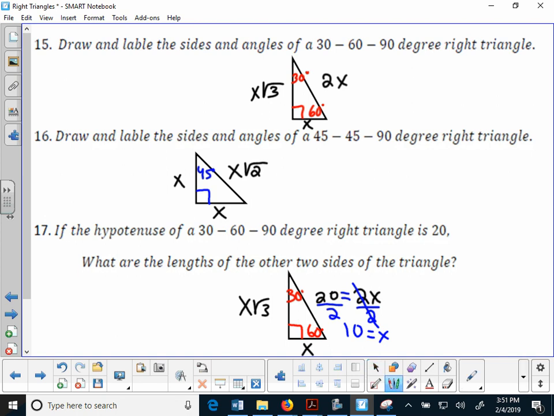So this side here, opposite the 30, that's equal to 10. And the side opposite the 60 is equal to 10 root 3. And the hypotenuse is still equal to 20.